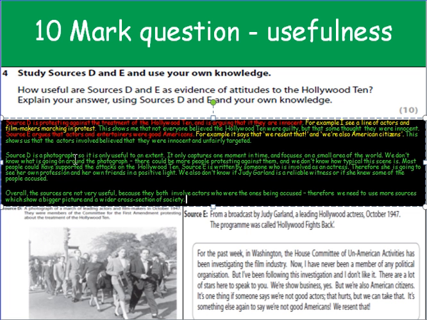However, when we look at it, they're not particularly useful, and overall, we come to that conclusion that they're not useful. They'll get you 8, 9, or 10 marks out of 10, depending on how well you can do that. Again, no extra knowledge required really, just taking it from the sources themselves.